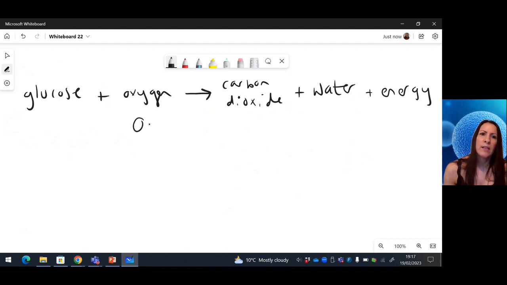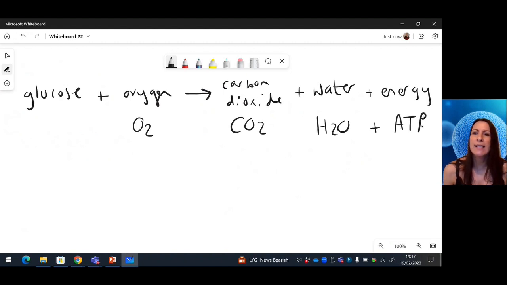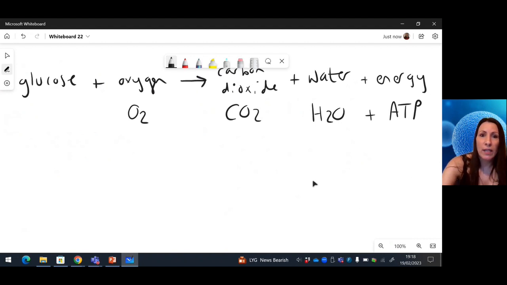So sometimes you'll see oxygen, the symbol O2, and then CO2 for carbon dioxide, H2O for water, and the energy is in the form of ATP, adenosine triphosphate, a molecule. So you might see it written out in full words, or you might see it written out in symbols. But basically, cellular respiration is this: when we've taken in food, we're breaking it down in the presence of oxygen, and we're producing the waste product carbon dioxide plus water plus our ATP, which is the energy currency of all our cells. So this process is happening all the time in our bodies, and it's essential for life, really.